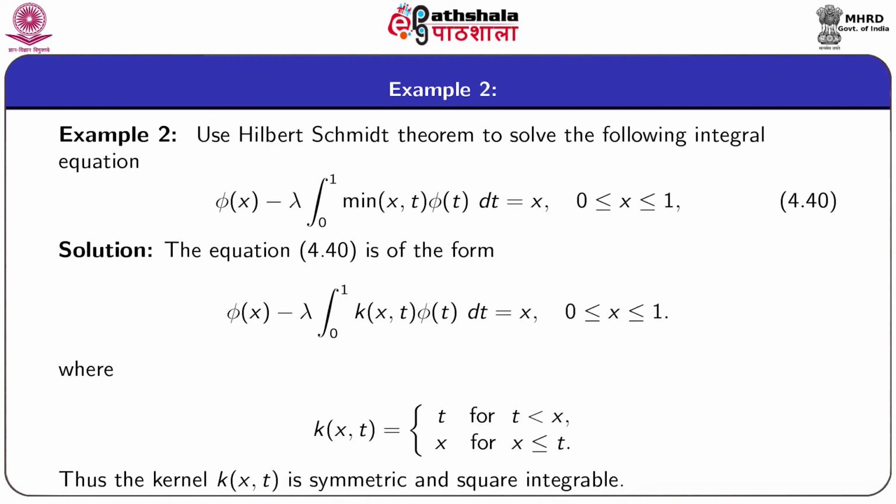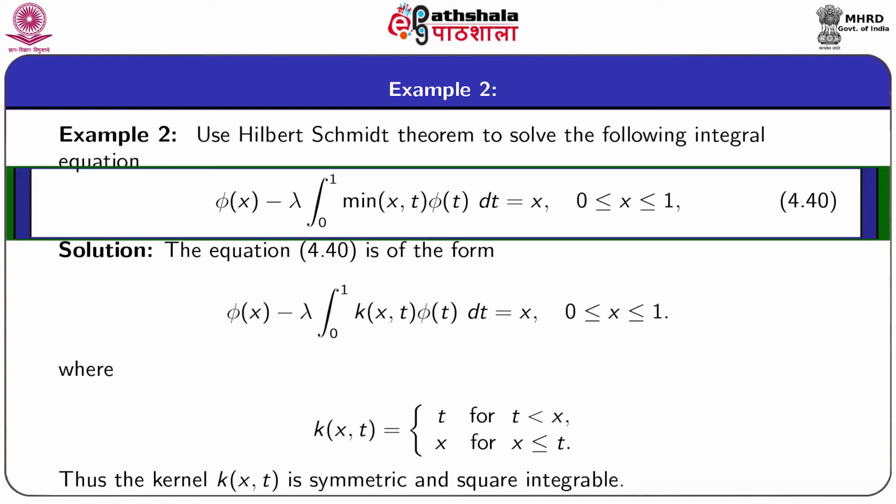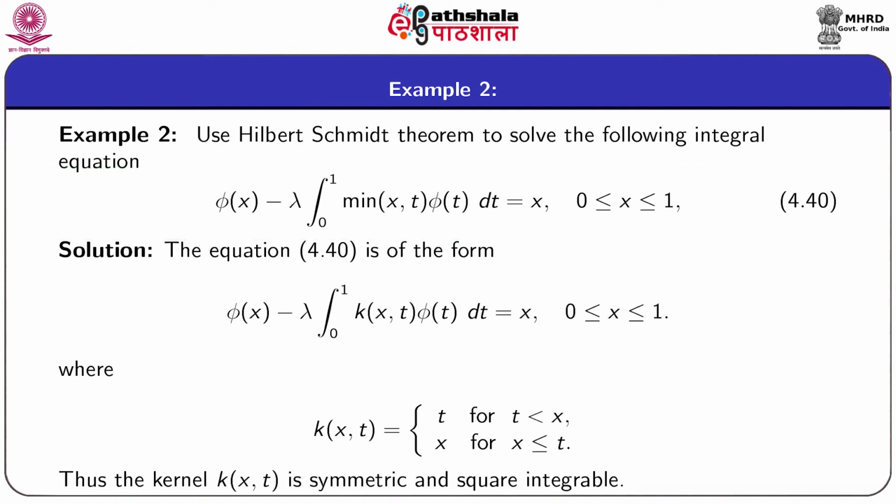Next, we consider example 2. Use the Hilbert-Smith theorem to solve the following integral equation given by phi(x) minus lambda integral 0 to 1 of min(x, t) phi(t) dt equal to x, x lying in the interval 0 to 1.